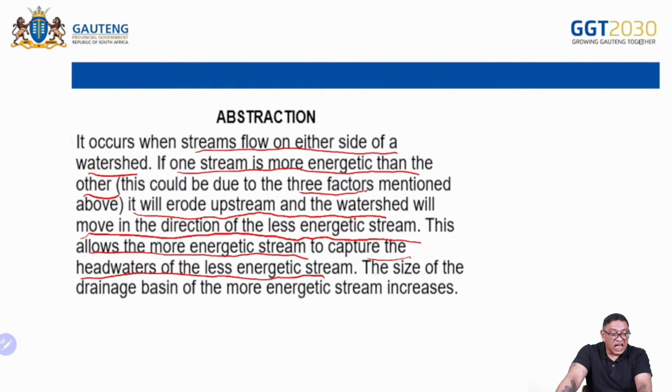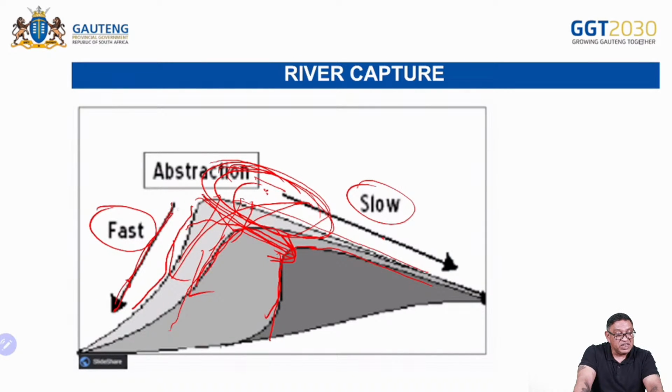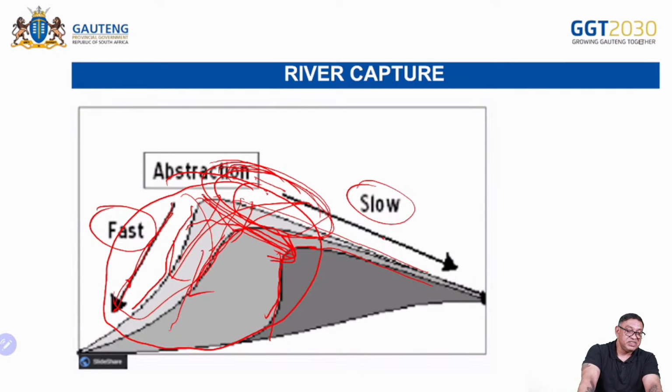The size of the drainage basin of the more energetic stream increases. Because the drainage basin was here, now it has all these pieces. Can you see it? And now the drainage basin is much larger, with greater volume, with more energy. So remember when we spoke about river rejuvenation, we said when there's capturing of headwaters, rejuvenation is happening. Can you see how it's related here? So don't learn rejuvenation in isolation. It's related to abstraction and river capture.